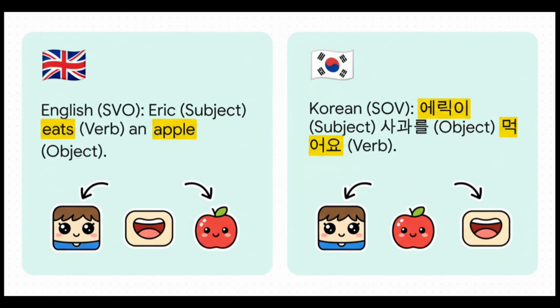Okay, so in English, we keep it pretty simple with a subject, verb, object structure. SVO. Eric eats an apple. But Korean? It flips things around to subject, object, verb. SOV. So that same sentence becomes literally Eric an apple eats. The action, that verb, always gets saved for the grand finale at the very end.